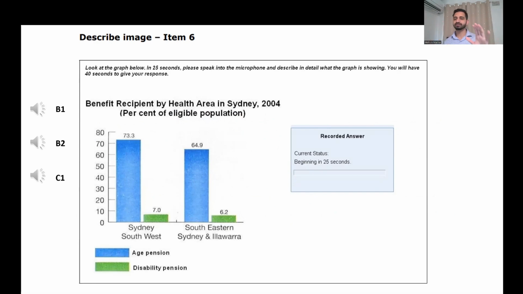Lots of information here as well. And you've got 40 seconds to record, listen to your response, and we're going to review B1, B2, and C1 responses when you come back.